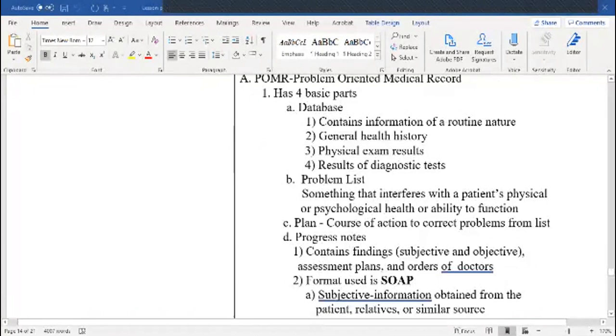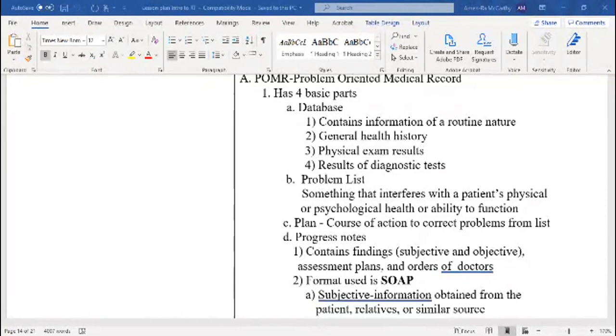Then you have a plan, right? The course of action to correct those problems from the problem list, okay? When I find out what the problem is, I have to set in motion a plan. How do I plan to deal with it, okay? Then I have what's called progress notes. There's a progress notes part of the medical record, which contains the findings, subjective or objective, assessment plans, and orders from the doctor.